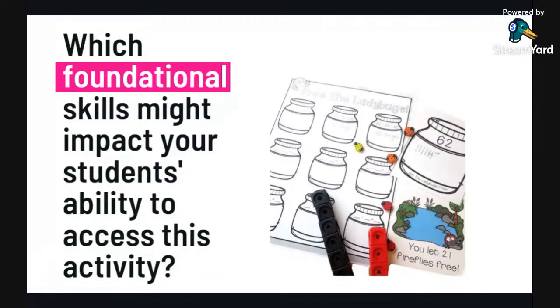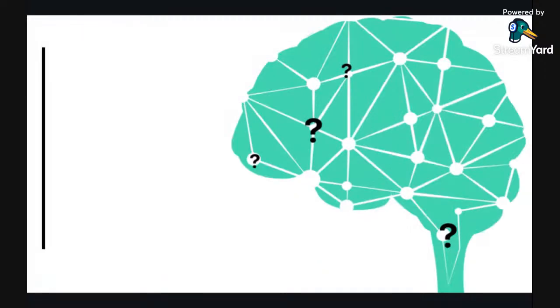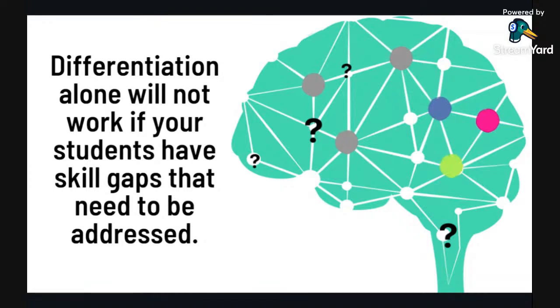If you have students who don't really know what subtraction means, they don't recognize when we say you let 21 fireflies free. They don't understand that that's the same as subtraction, as taking away, as finding the difference. That's a foundational skill that's going to impact your students' ability to access this activity even at the concrete level. So if you have students who at the concrete level are not accessing the activities that you are giving them, then you know there's a skill gap and you need to address it.